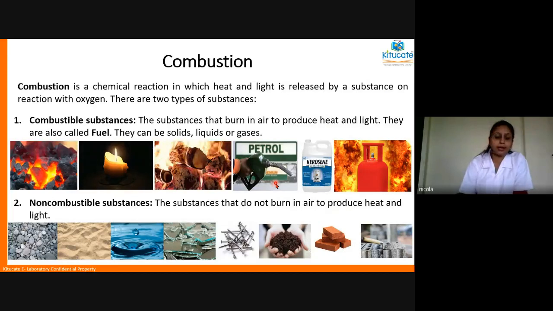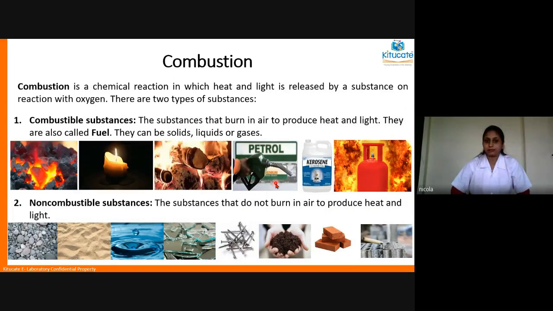Again, I'm repeating, combustion is a chemical reaction. It's a chemical reaction between oxygen and a substance. So when the substance reacts with oxygen, if it produces heat and light both, or only heat, that type of process is called combustion.